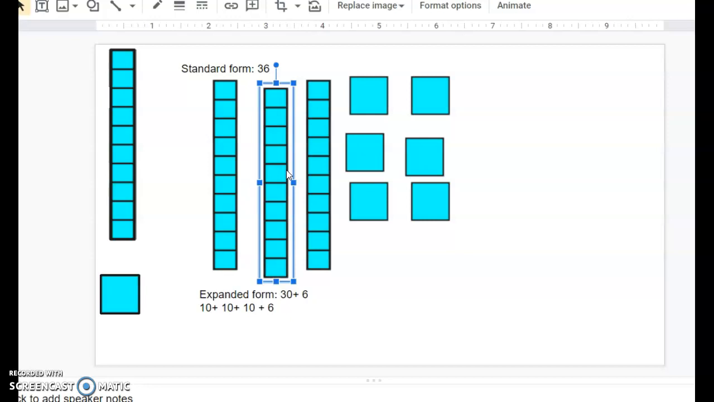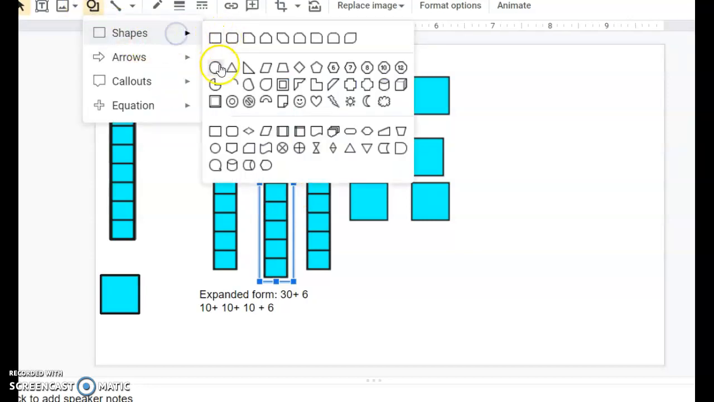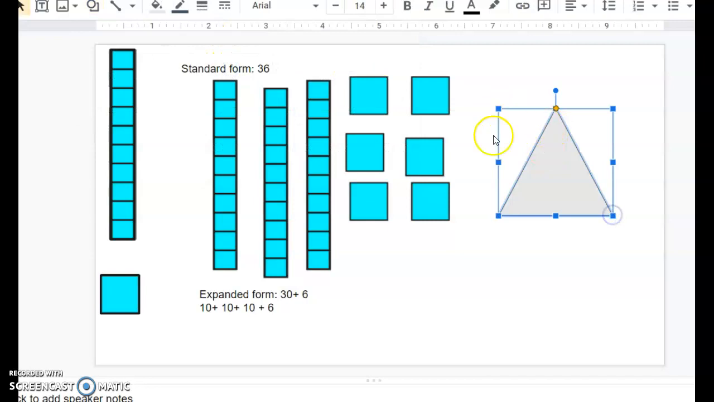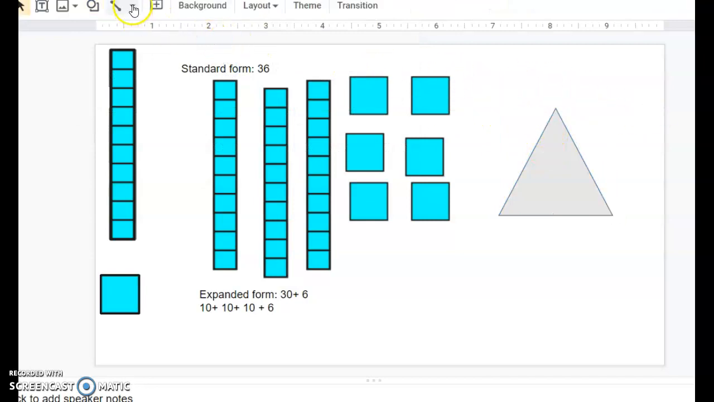Some of the other words you're going to hear are vertices. Vertices is where two ends on a shape meet. So a triangle has 3 vertices. That would be the part where the ends meet. It makes a little V for vertice.